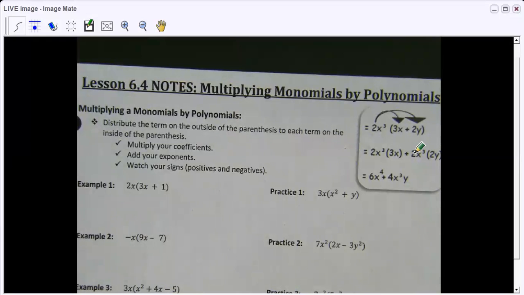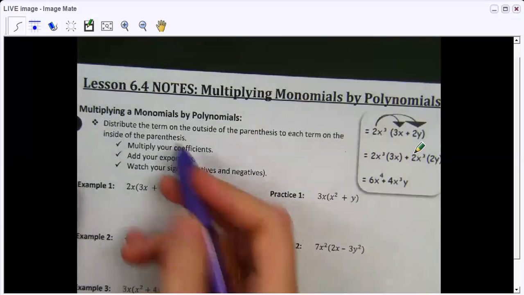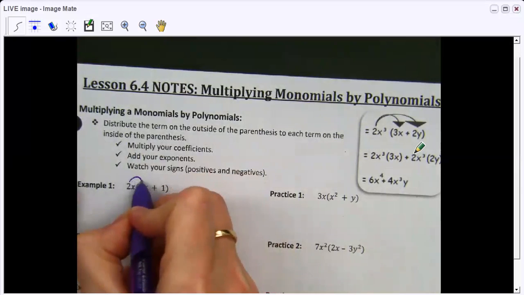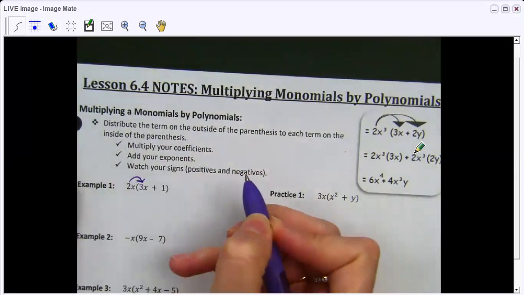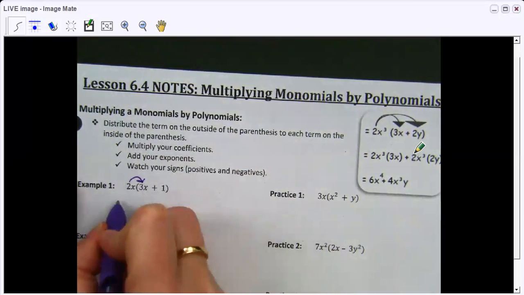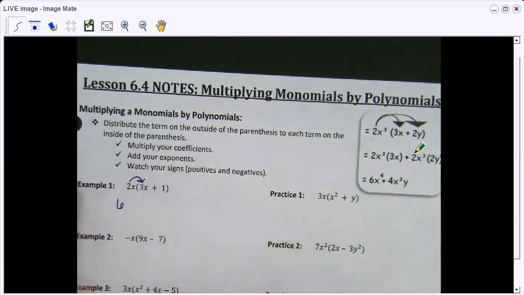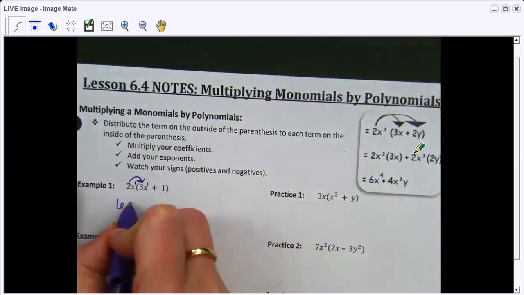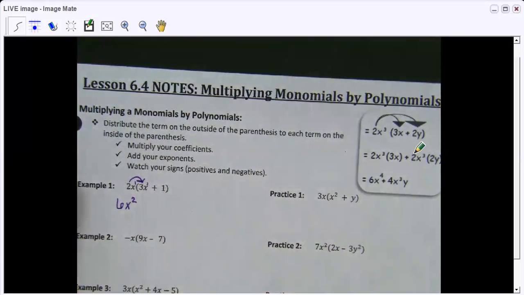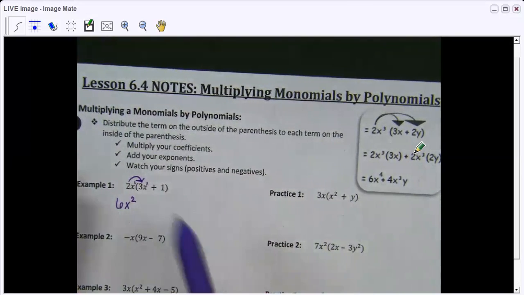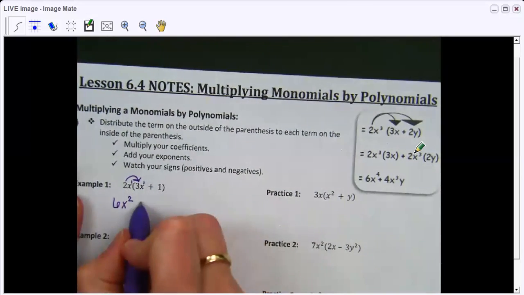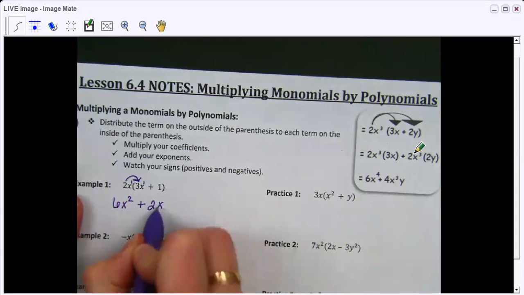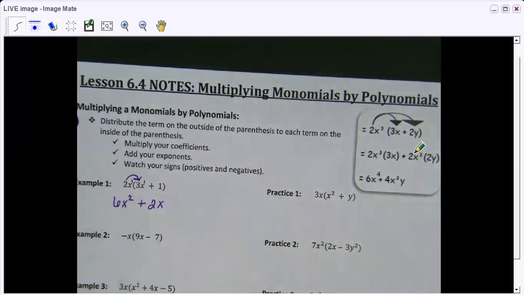Okay, so let's practice this first one. We have 2x times 3x. I know that 2 times 3 is 6. What's x times x? X, you're adding 2x. No, it's not 2x. You're adding their exponents, x squared. Oh. Okay. And then 2x times 1 is just 2x. Yep, plus 2x.